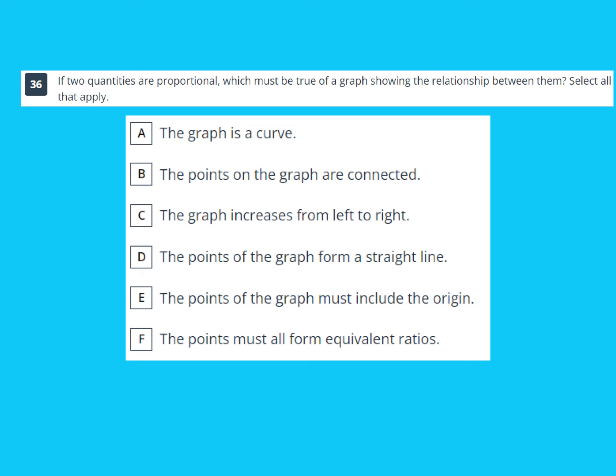Next, 2 quantities are proportional. What must be true of the graph showing the relationship between them? The graph is a curve? If it is proportional, nope. Points in the graph are connected? Well, if it's a proportional relationship, they should form a line, right?